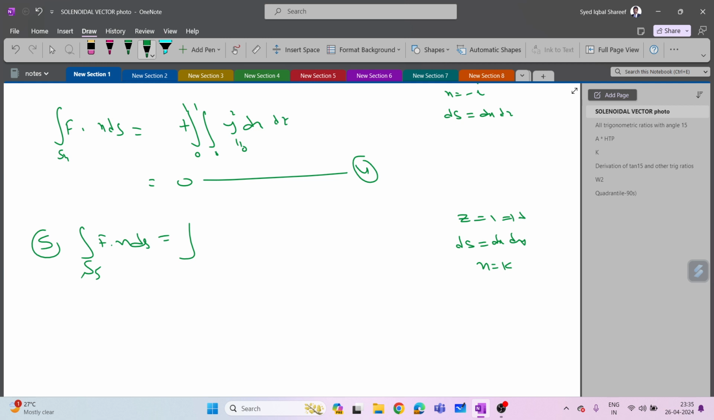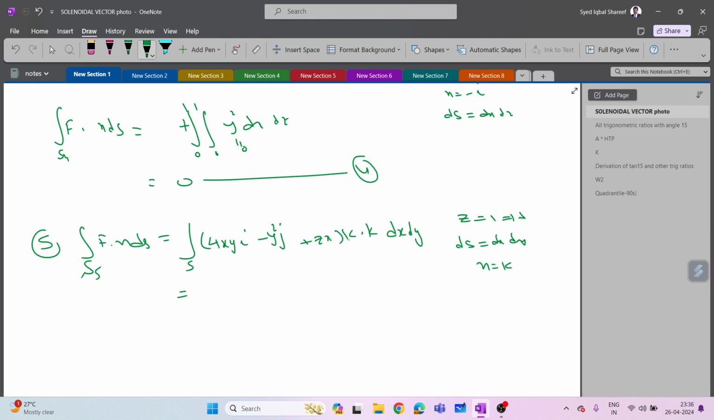What is our F? F is 4xy i minus y square j plus zx k. Then we are taking the dot product with k, and dS is dx dy. k dot k is 1, so the other terms become 0.